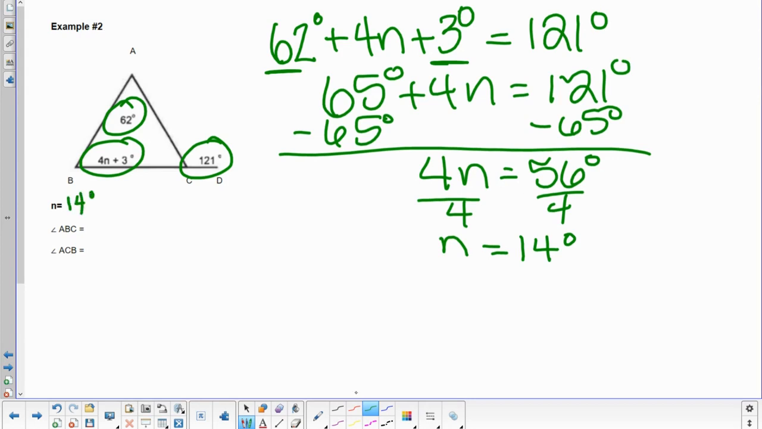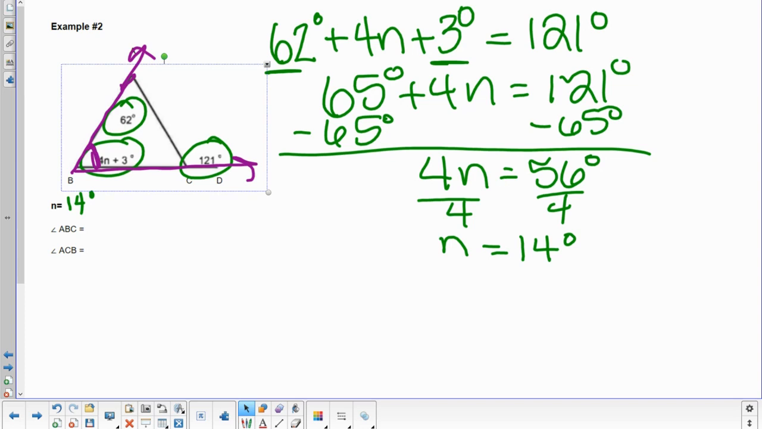Now we're going to look at what they want, or what we're trying to solve for. Our first one is angle ABC. So that's A to B to C, and that angle is right here. That angle is named 4n plus 3, so we're going to find the value of that.